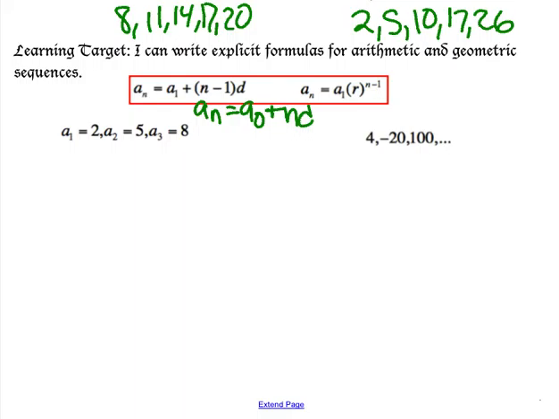And so we have our first terms, so 2, 5, and 8. The first thing you want to find is the difference between them. And so to get from term 1 to term 2, I add 3. To get from term 2 to term 3, I'm adding 3. So that means that your d for all of them is going to be 3.